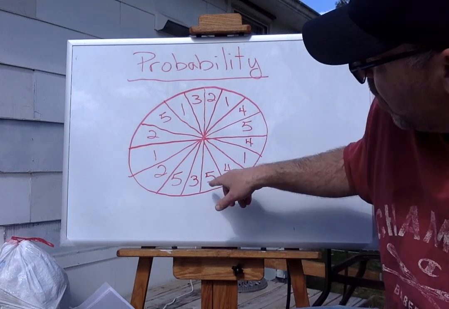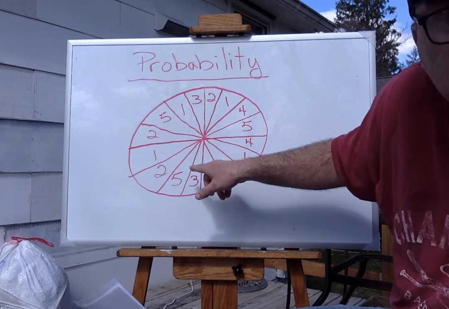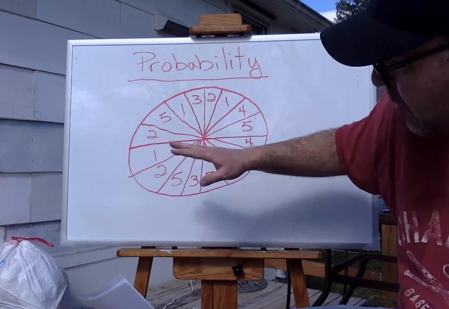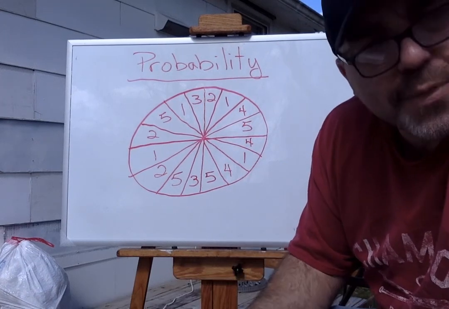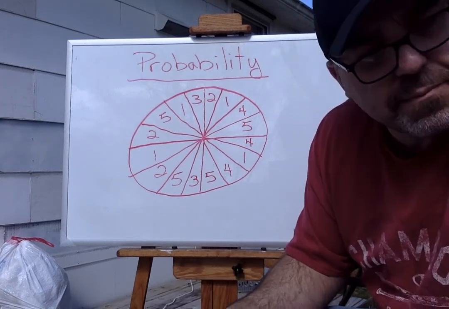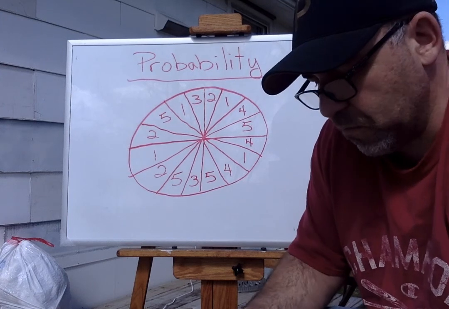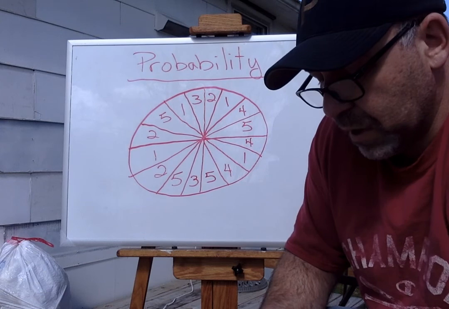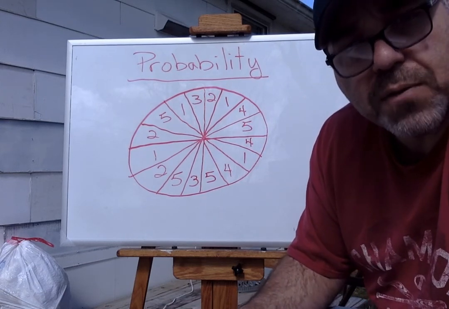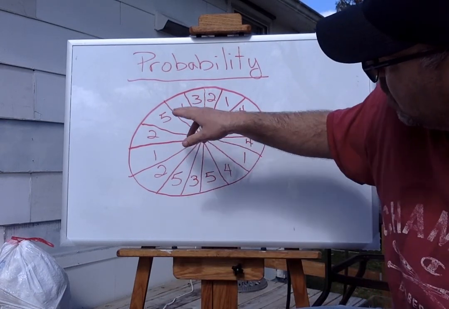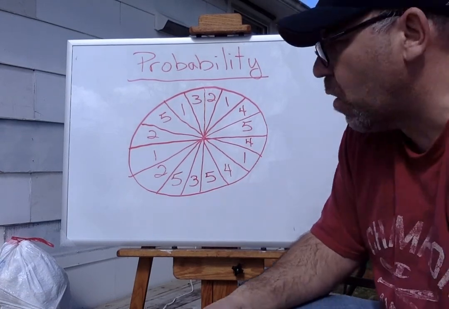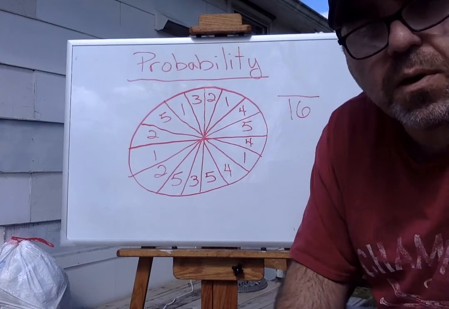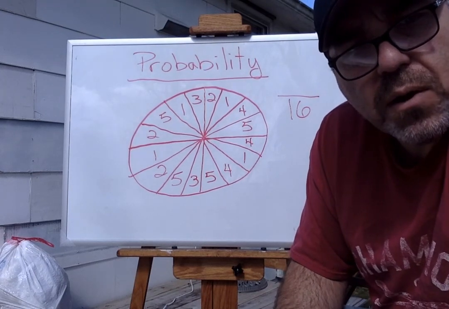So if we counted up all of these little pie pieces in the spinner, and of course they're supposed to be all drawn exactly the same size, and obviously they're not, but take that as a testament to my artistic ability. But anyway, what we're going to do is count up how many pie pieces there are. And if we were to count all these up, we would realize that there are 16 pieces. Okay?